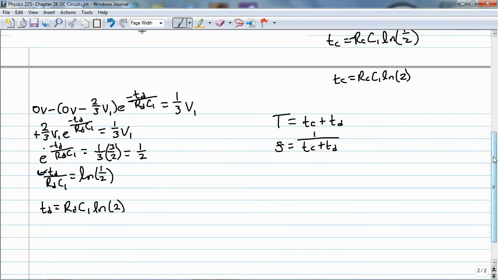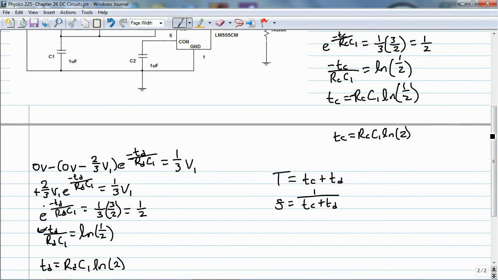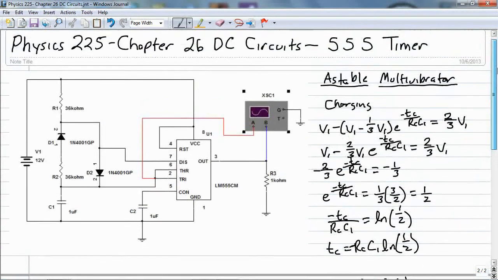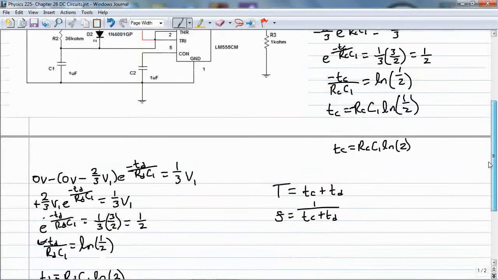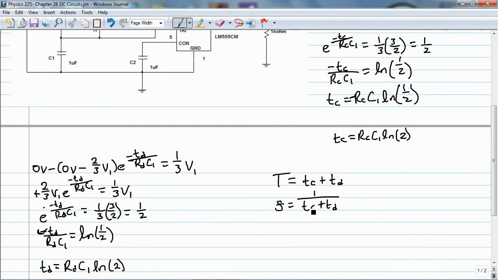So these circuits are very nice because I can precisely set the circuit for the frequency that I want. And I can change these values of the resistors to get whatever percentage of time on to time off. My duty cycle is what it's called. I can get specific times for my time charge and discharge however I want.